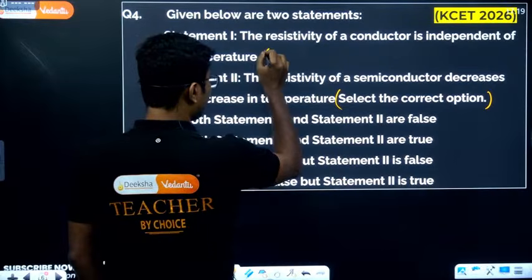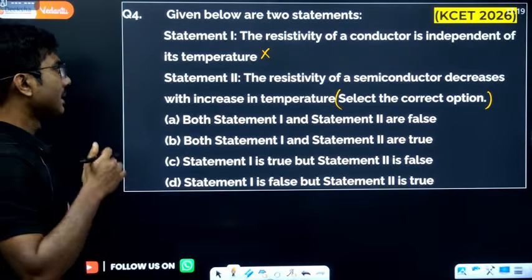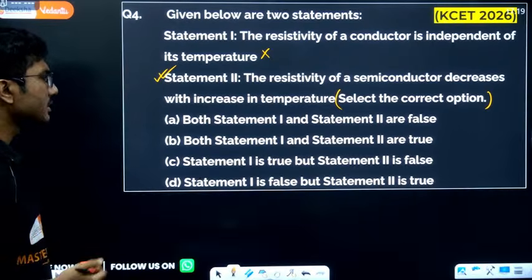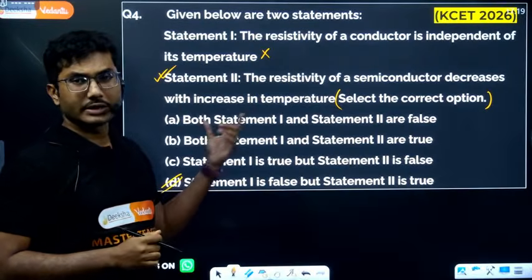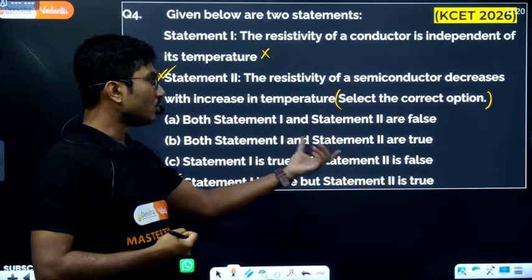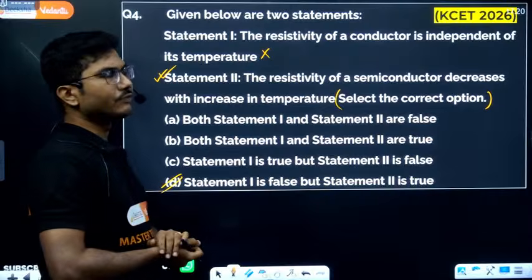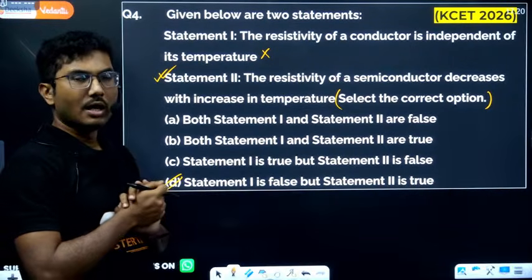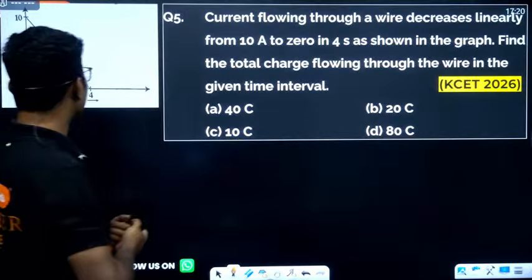So statement number 1 is wrong, but statement number 2 is correct, right? So statement 1 is false, statement 2 is true, so option D is correct. So read all the statements correctly. Both statements are false, both statement 1 and 2 are true, statement 1 is true, statement 2 is false, statement 1 is false, statement 2 is true. So make sure you read all the options and accordingly you answer your question. Okay, next question number 5.